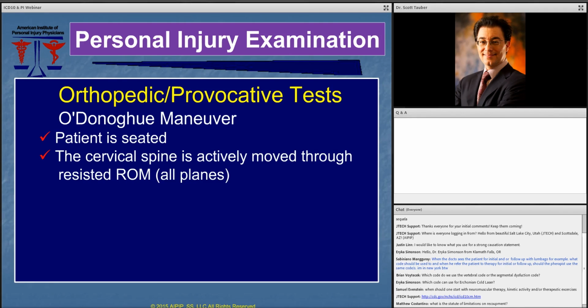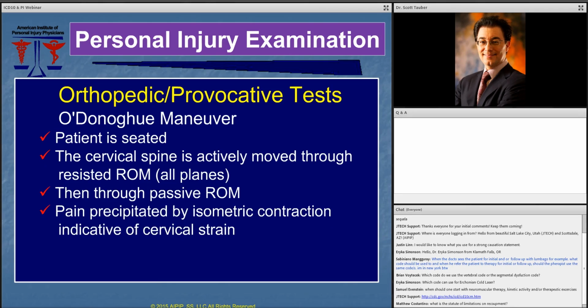After that, we then put them through passive range of motion, and then we evaluate if they have any pain. So as I just said, pain precipitated by isometric contraction is indicative of a cervical strain, and pain during passive motion is indicative of a cervical sprain. So make sure you're very comfortable with this test.